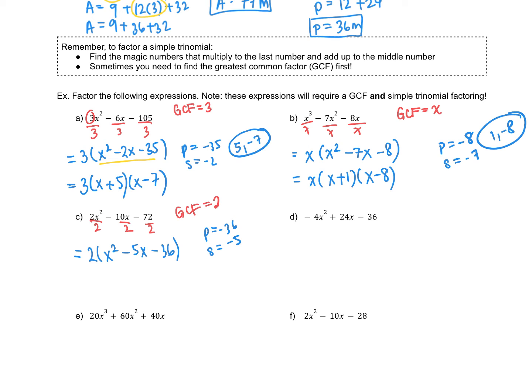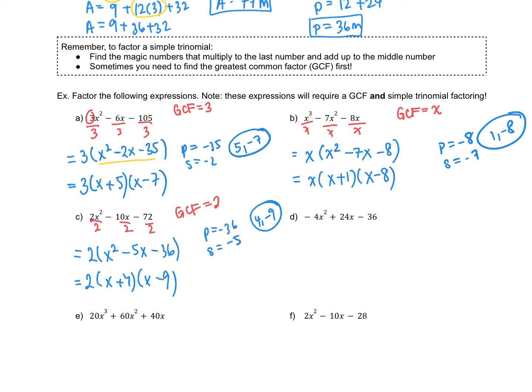So you might try to divide by 2 and you get 18. Making one of them negative doesn't work. If you divide by 3, 3 and negative 12 gives you negative 9. If you divide by 4, you get 9. 4 and negative 9 is perfect. You add up to the negative 5. So we're going to have 2 times x plus 4 and then x minus 9.